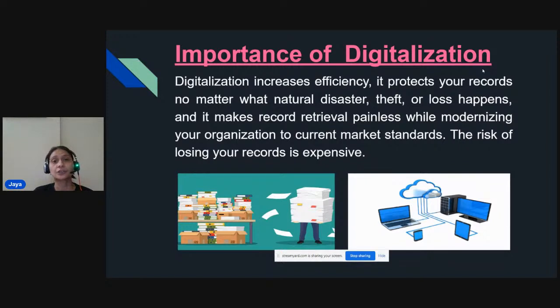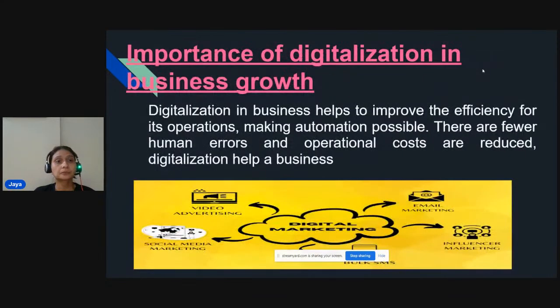We don't have that luxury to retrieve that data, but in digitalization we have the luxury to retrieve all the data and all the documents which we have lost due to a natural disaster, a theft, or any problem that has happened to our system.